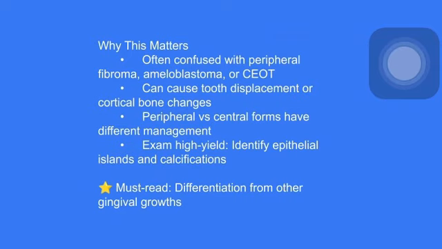Now coming why this matters. This lesion is commonly confused with peripheral fibroma, ameloblastoma, and even CEOT. The confusion happens because clinically it looks harmless, but histology tells a different story. Another exam reason: peripheral and central forms behave differently, and management changes based on location.